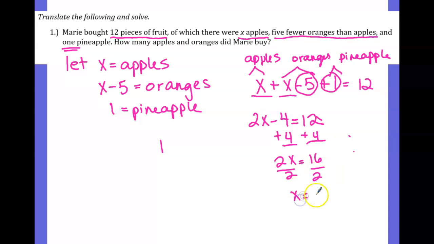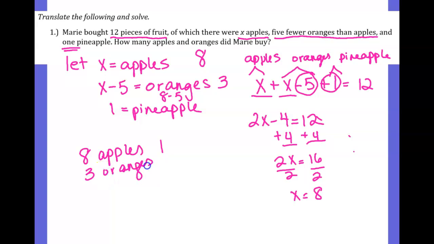Our X is 8. So I go back here and I say I've got 8 apples. Well, how many oranges would I have? 8 minus 5, and that's how we get 3. And 1 pineapple. Do they add up to 12? 8 plus 3 is 11, plus 1, yep, it does. So the question's asking how many apples and how many oranges did Marie buy? 8 apples and 3 oranges, and that would be your answer.